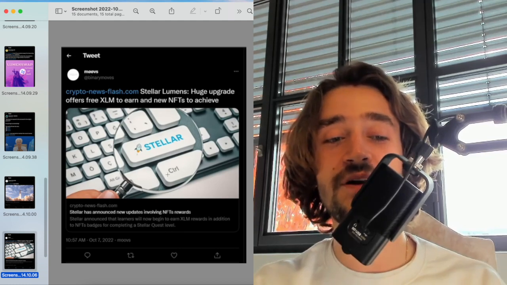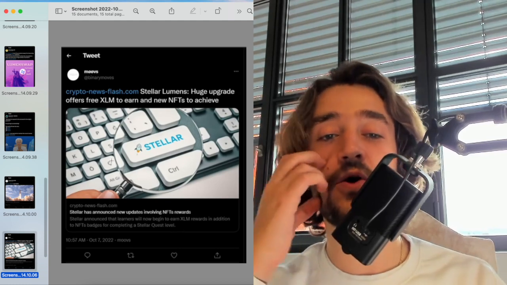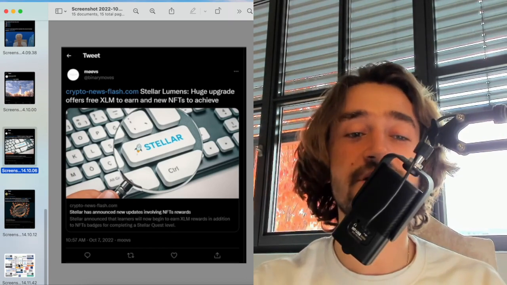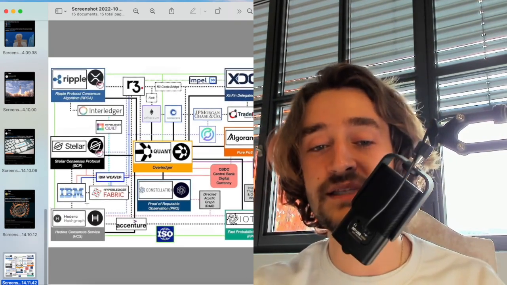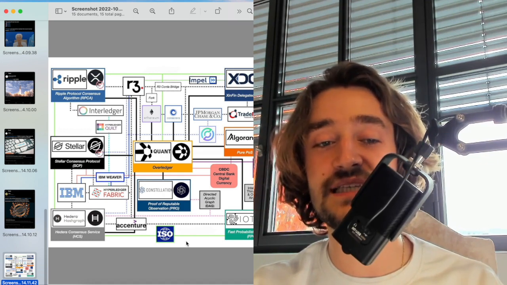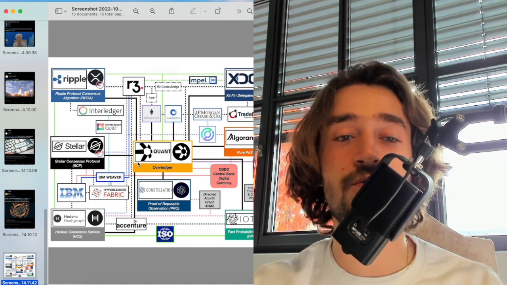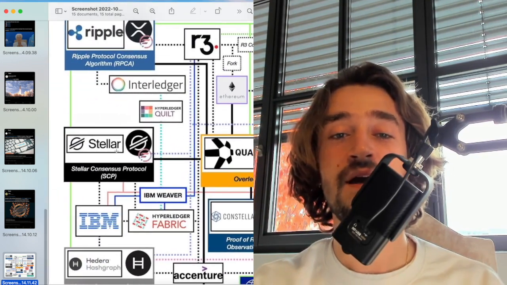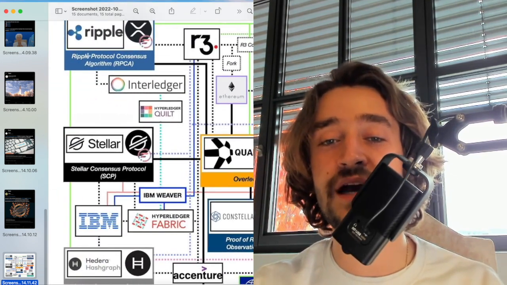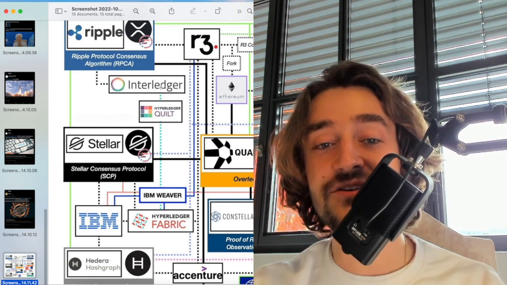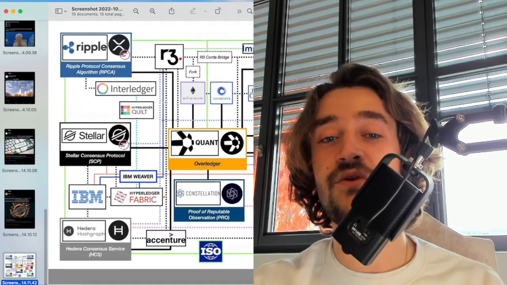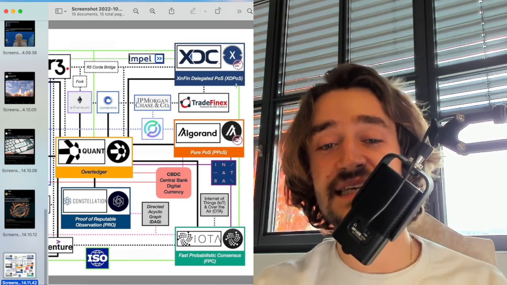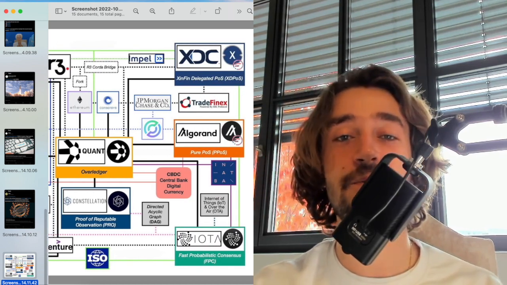And overall, I want to talk to you about this news, which talks about CBDCs and ISO 20022. If you are seeing all the players, whether it's Quant for its Overledger, Stellar for its consensus protocol, the SCP, then you're seeing Ripple for the protocol consensus algorithm, which all have a partnership with Corda, R3 Corda. And then you see XDC integrated with its technology that directly has ties with JP Morgan Chase. This is very big because it cannot be neglected.